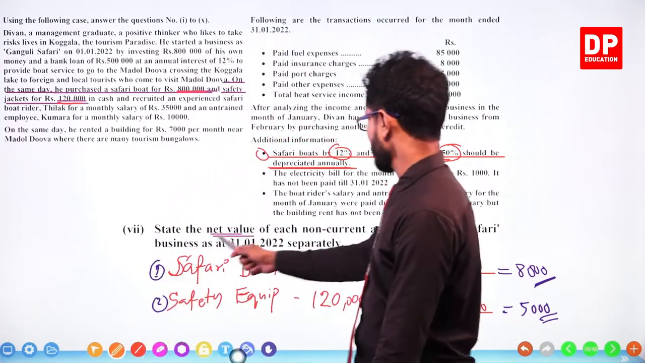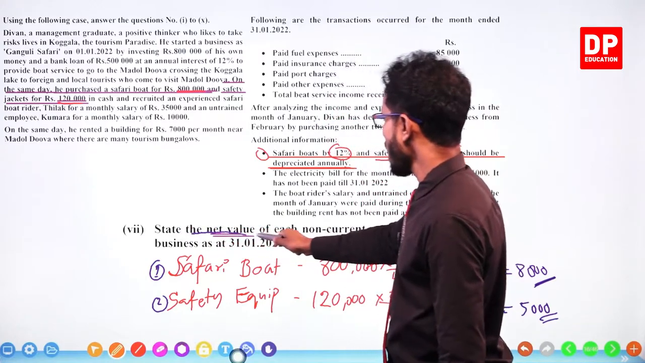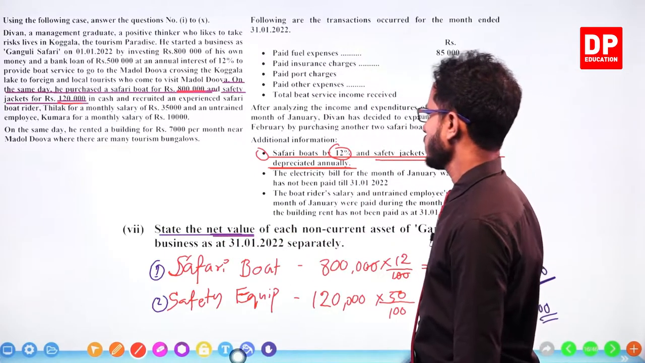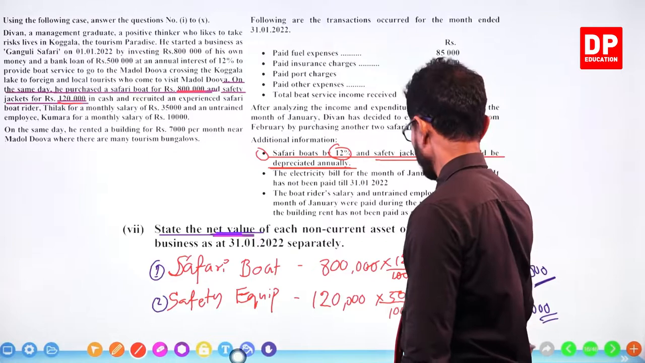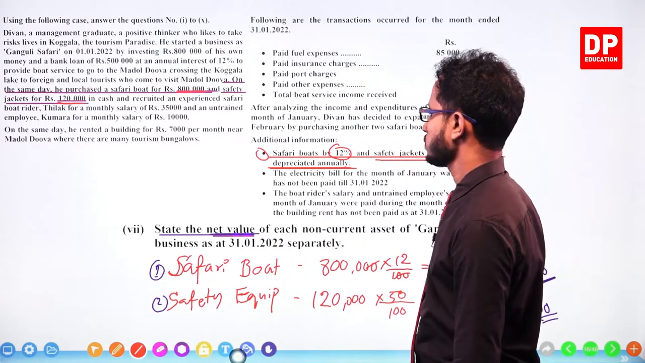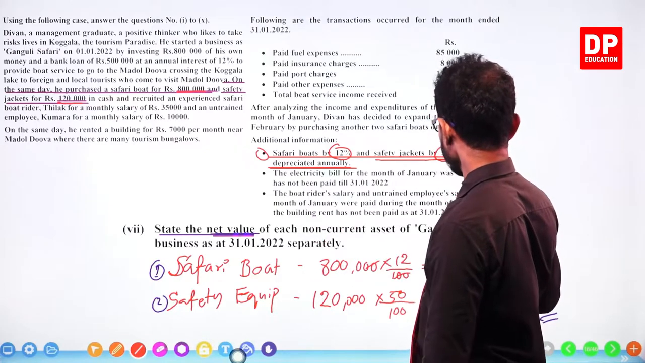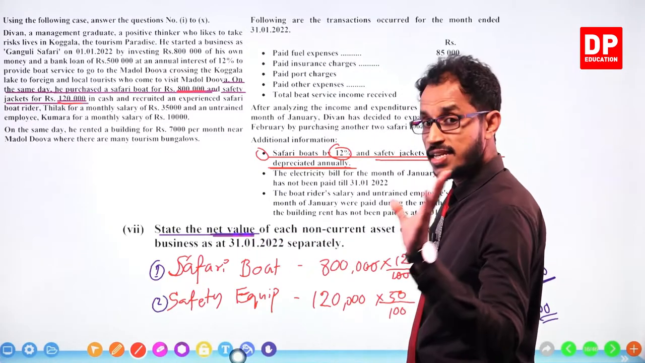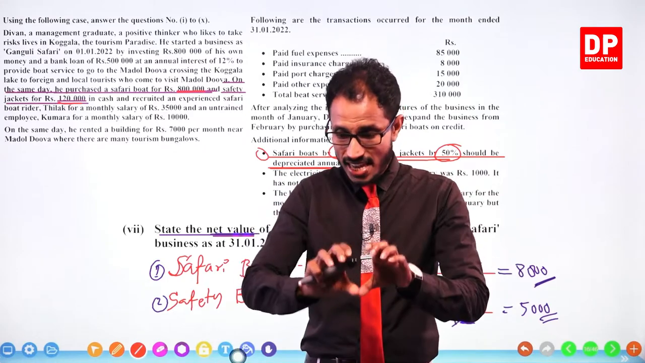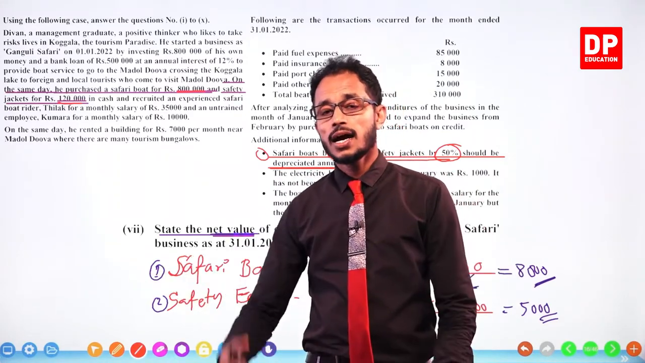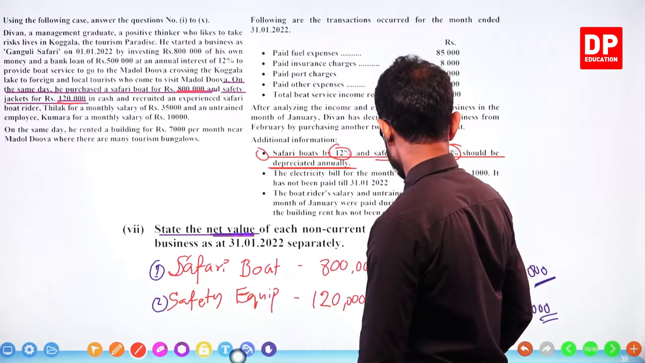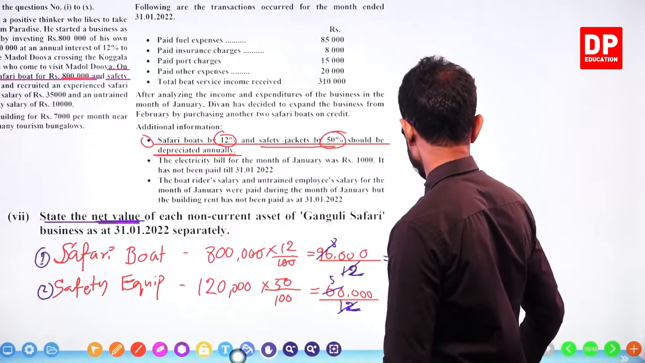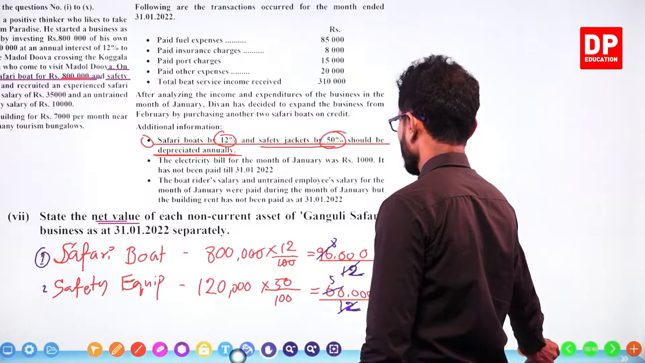The question is asking what? The net value. State the net value. Net value of each non-current asset of Ganguly Safari business as at 31st January separately. Net value means when the depreciation is deducted from the cost, the remaining carrying value of the asset. All right, so we have some more work to do. I'll push it forward.